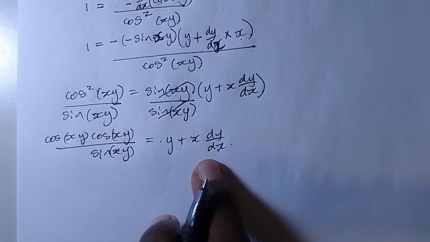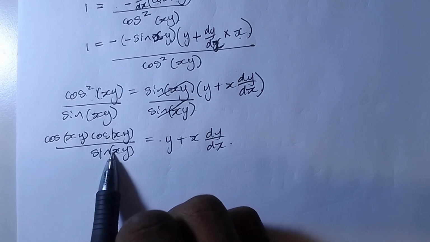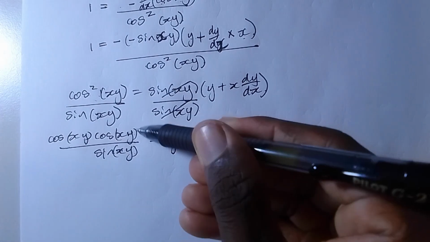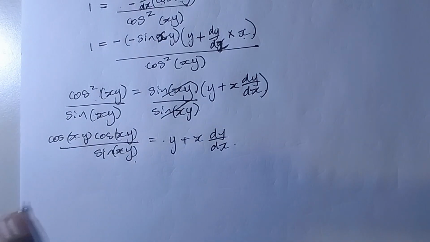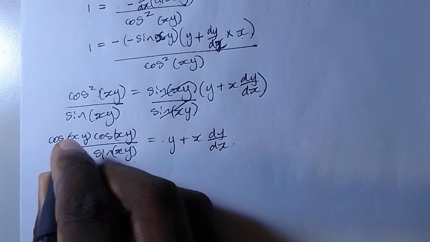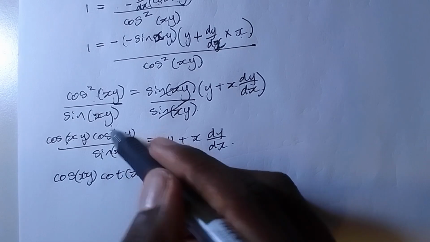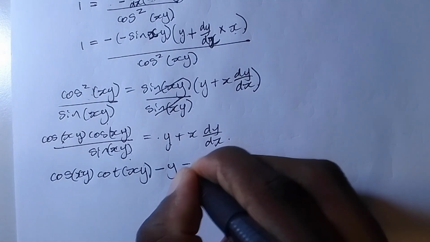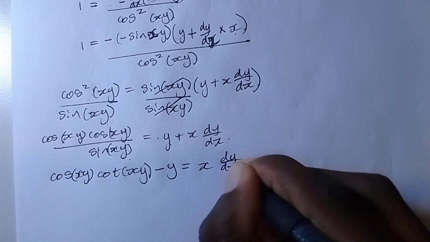We are still trying to make dy on dx the subject. Here we got things easier. We have cos over sine, that's cotangent, because this is the reciprocal of tan, and therefore it has to be cot. So we have cos xy, which is this one, multiplied by cotangent xy, which is this one, minus this y is equal to x dy on dx.